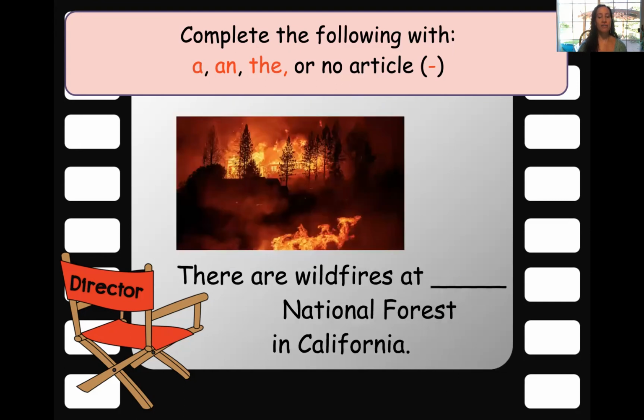There are wildfires at blank national forest in California. What's the answer? There are wildfires at the national forest in California. Did you get it? Congratulations if you did.